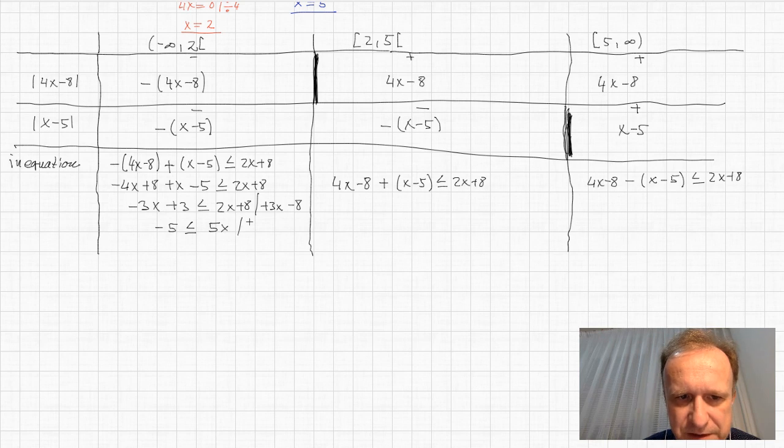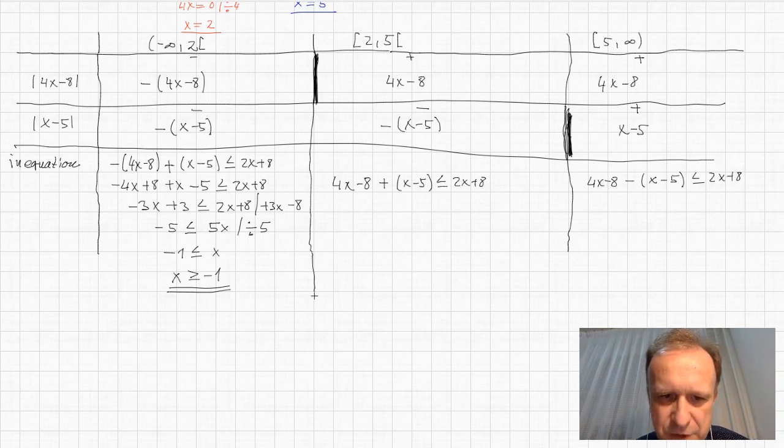Now divide by 5, and what we get is negative 1 is less than or equal to x. And we can of course change the sides, but we need also to change the sign of the inequality. So what we get is x is greater than or equal to negative 1. So this is the first preliminary solution. I will come back to this in a moment. Just let me do the remaining two columns before that.